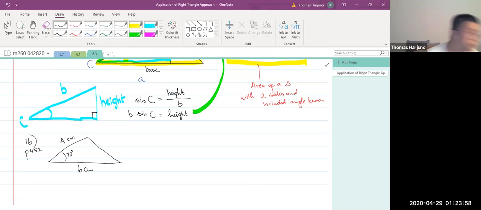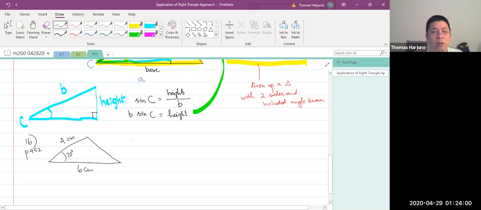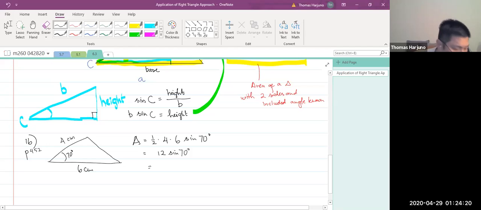Find the area. So the area will be 1/2 times the product of two sides times the sine of the included angle. Okay, so this will be 12 sine 70 degrees, which when I use my calculator, I get 11.27631 centimeters squared.